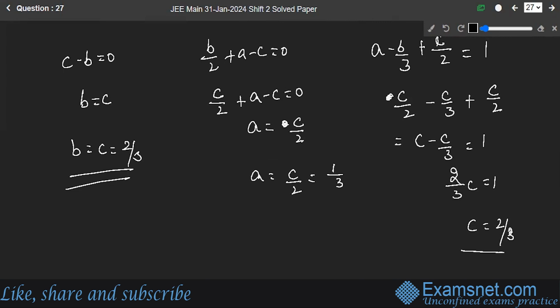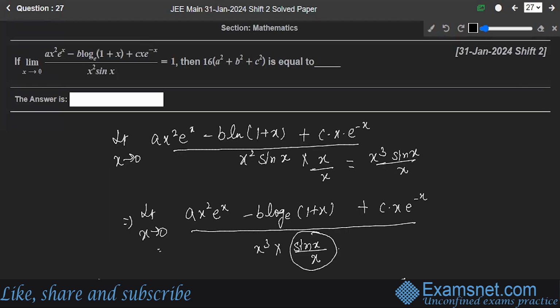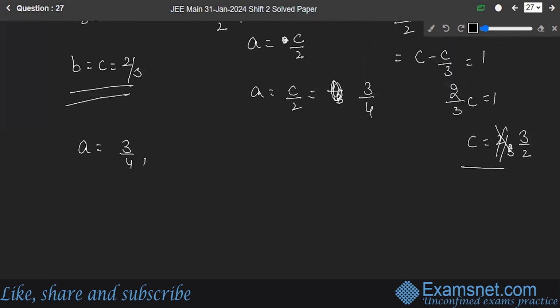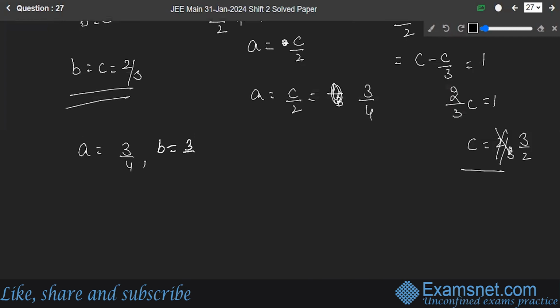That is 2 by 3 upon this. C is equal to 3 by 2, and here A will be equal to 3 by 4. Let's write it properly once. You have A as 3 by 4, B is equal to 2 by 3, and C is equal to this, which is 3 by 2. Give me a minute. Let's erase this. So B is equal to 3 by 2, and C is also equal to 3 by 2.